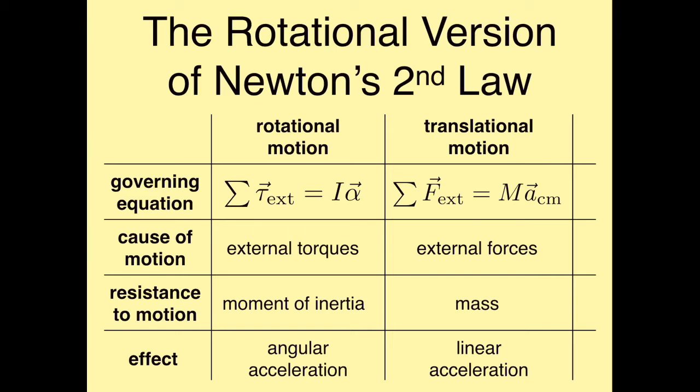By the way, eventually in this lecture, we're going to start thinking about objects that are translating and rotating at the same time. So think about a bowling ball that you roll down the lane. Okay, that would be translating and rotating at the same time. And guess what? We're going to use both of these equations together when we get to that.